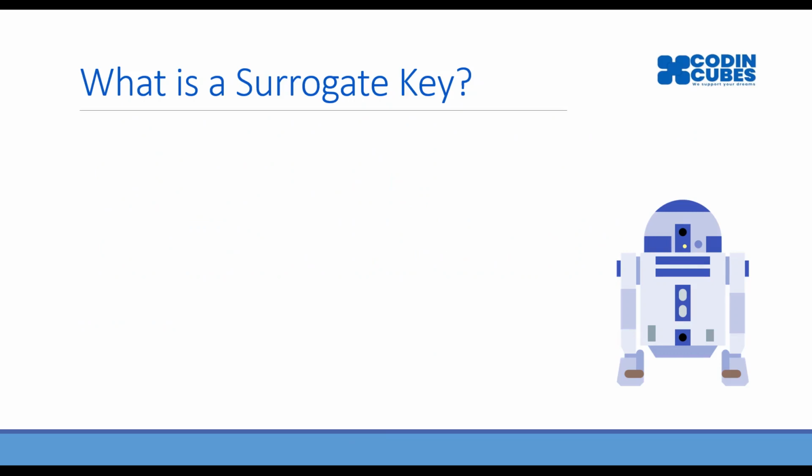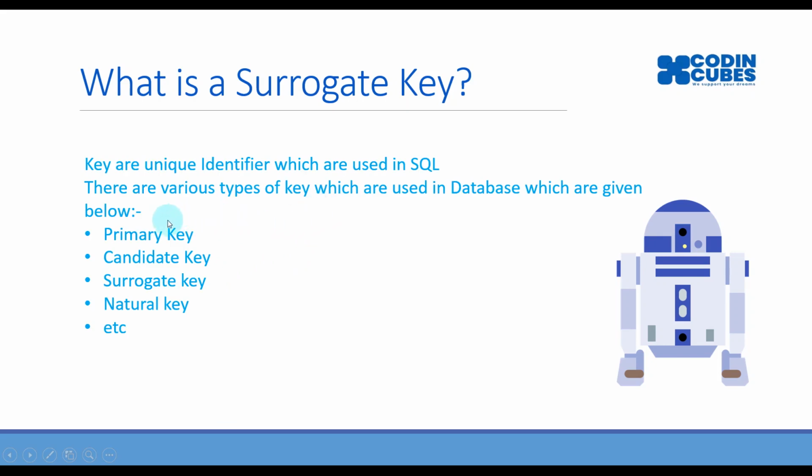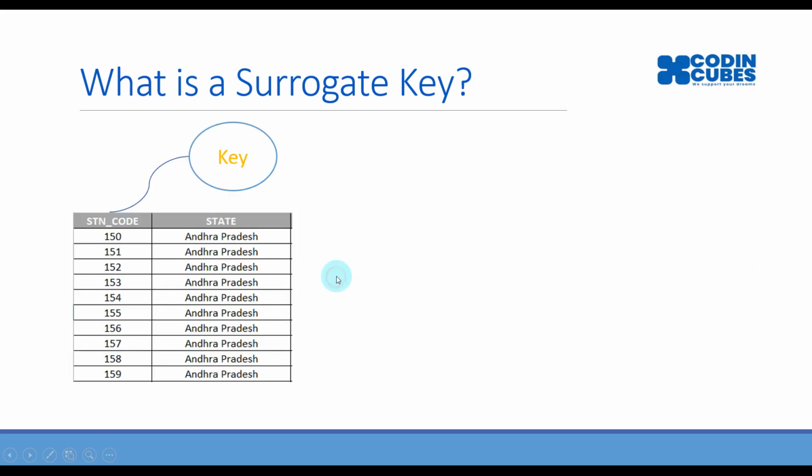So firstly I want to talk about the various types of keys and what we mean by keys. Keys are basically the unique identifiers for an entity or object in the database. We generally use them for operational purposes over the database. There are various kinds of keys, as you can see here, such as primary key, candidate key, surrogate key, natural key, and there are others also.